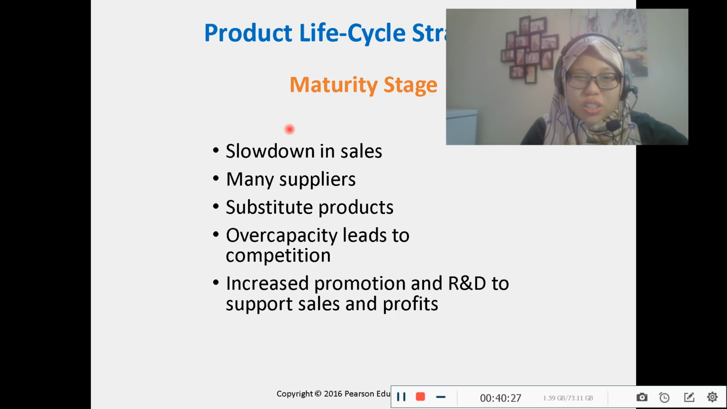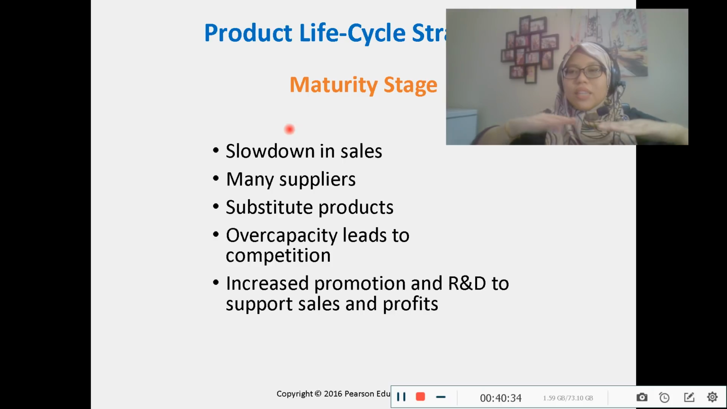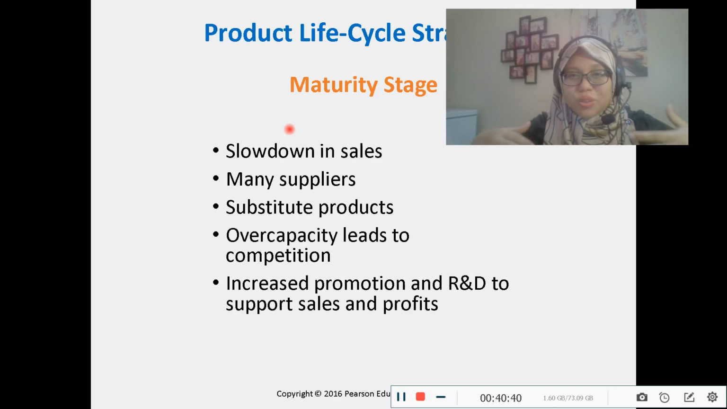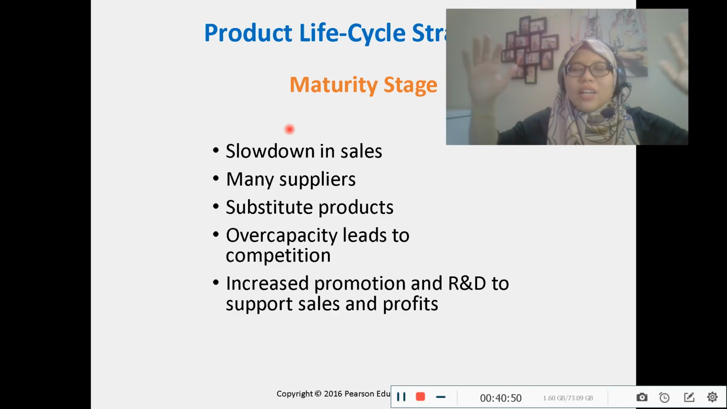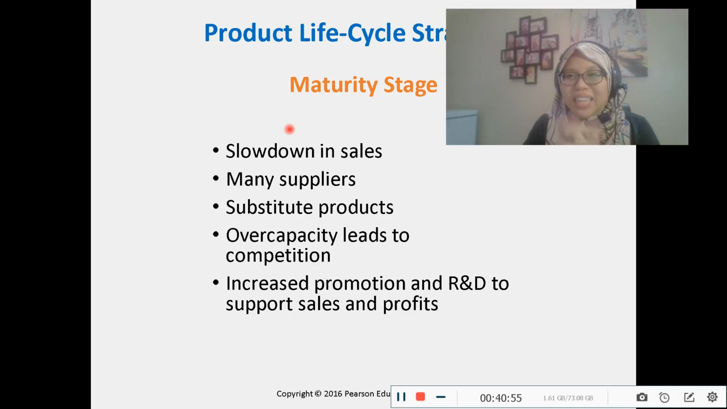Maturity stage. Okay, this one. When they are slowing down in sales. Sebab awak kan bila kita dah matang, kita dah start tak ada rasa nak berkawan. Bukan tak ada rasa nak berkawan. Awak dah jadi relax. So bila awak relax, you already have many suppliers around you. Awak dah ramai kawan dah. You have many suppliers that back you up. Tapi masalahnya sekarang ialah ada substitute product. Bila ada substitute bermaksud copy product that try to copy you.